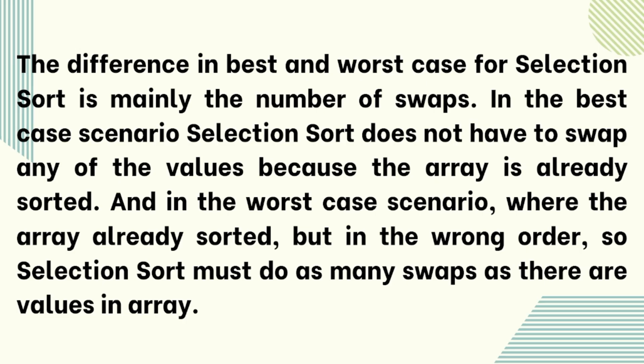And in the worst case scenario, the array is sorted but in the wrong order. So selection sort must do as many swaps as there are values in the array. So it keeps swapping. It still has to search for the minimum. It scans all the elements, the values in the array, then swaps once. So it still checks whether the minimum value comes first.